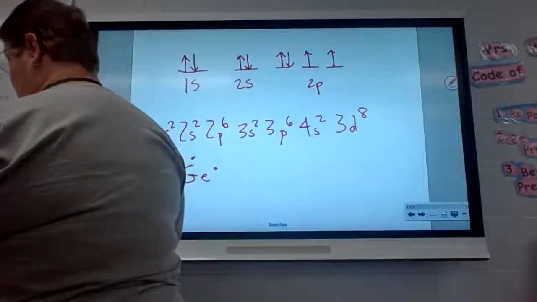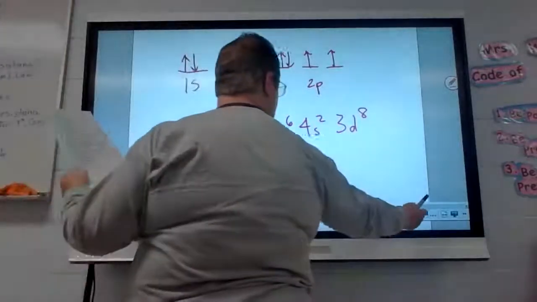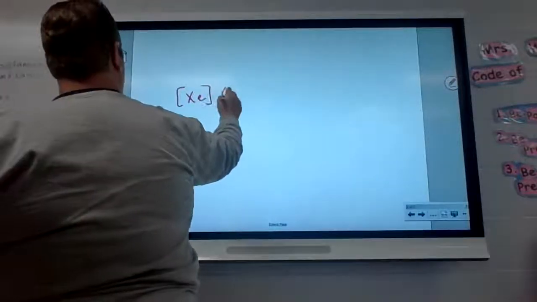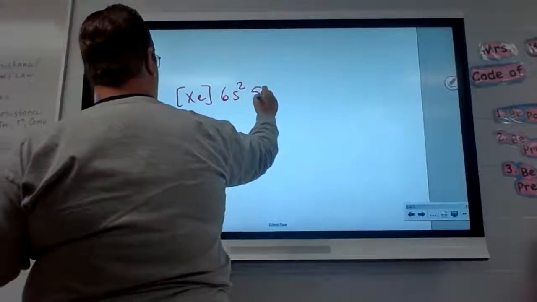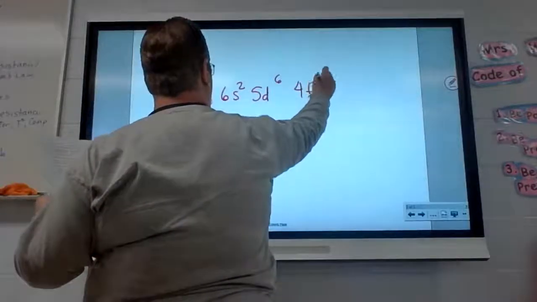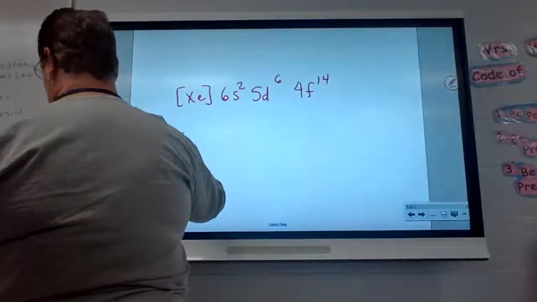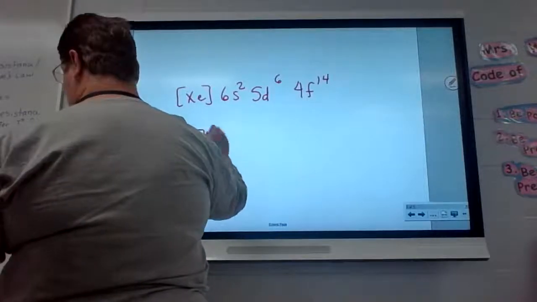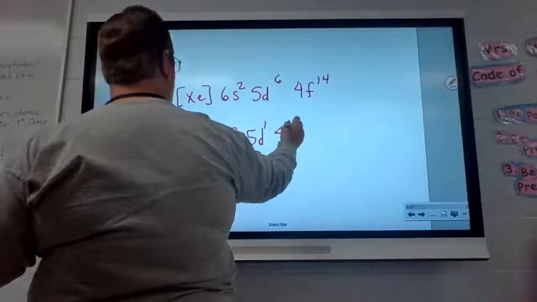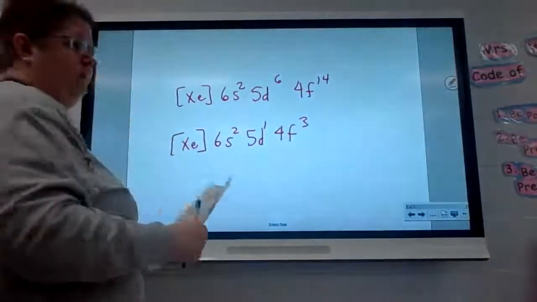And shorthand for osmium will be Xe, 6s2, 5d, how many? 6, and 4f14. And Nd will be Xe, 6s2, 5d1, and 4f3. All right, it's weird.